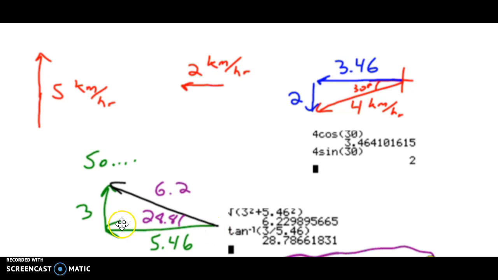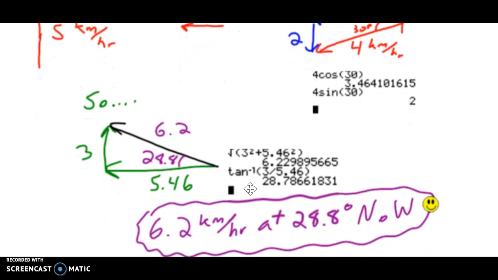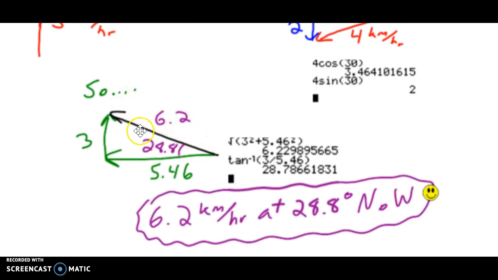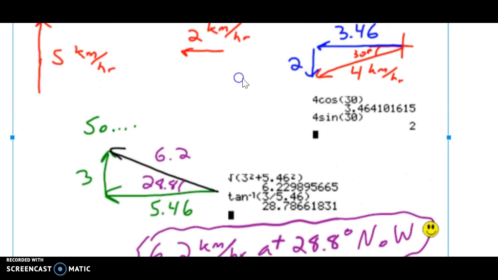Anyway, so we can get that angle using an arctangent of 3 over 5.46, and that angle is going to be from the west, so that's going to be north of west at 28.8 degrees. And we can do Pythagorean theorem to get the speed, 6.2 kilometers per hour. I don't think I asked for that. I think I just asked for the angle. But in any case, that's how you do number 6. Good job.